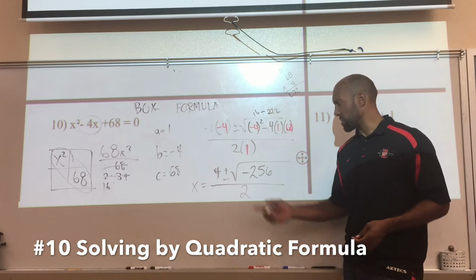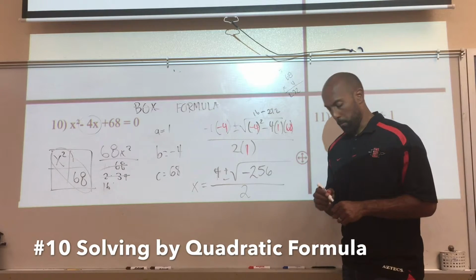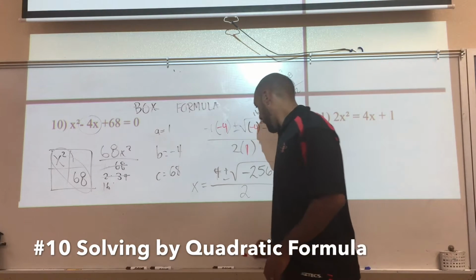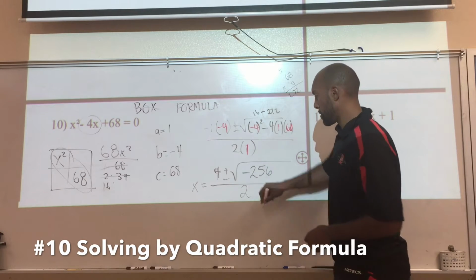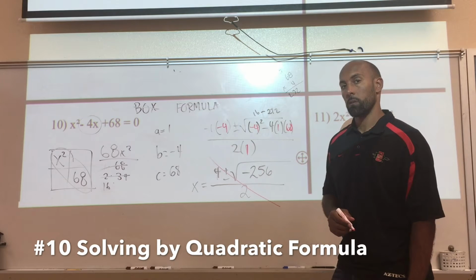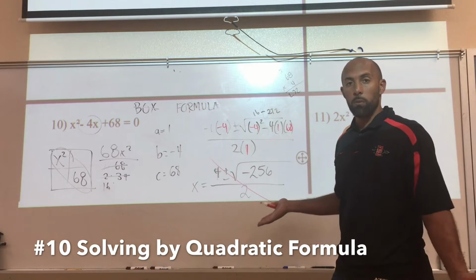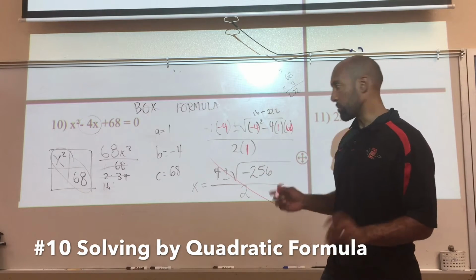Some of you guys are like, wait, don't you have to take the square root and then plus and minus? Here's the problem. If I have a negative inside of my square root, I have no real solution. Okay? So I can't do the square root of a negative number. Okay, that gets into something called imaginary numbers, but we're not doing that.